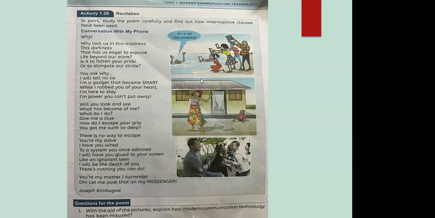What do I do? Give me a clue. How do I escape your grip? You got me sunk so deep. There is no way to escape. You are my slave. I have you wired to a system you once admired. I will have you glued to your screen. Look, an ignorant teen. I will be the death of you. There is nothing you can do. You're my master. I surrender. Oh, let me post that on my messenger.